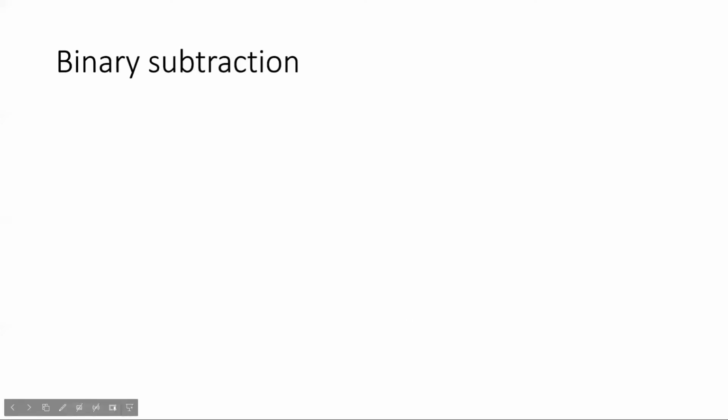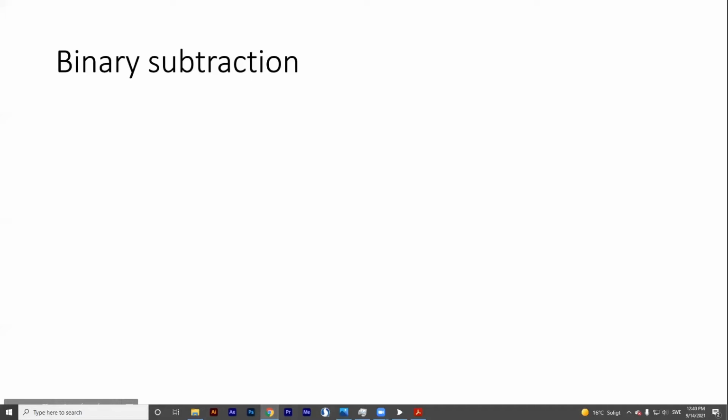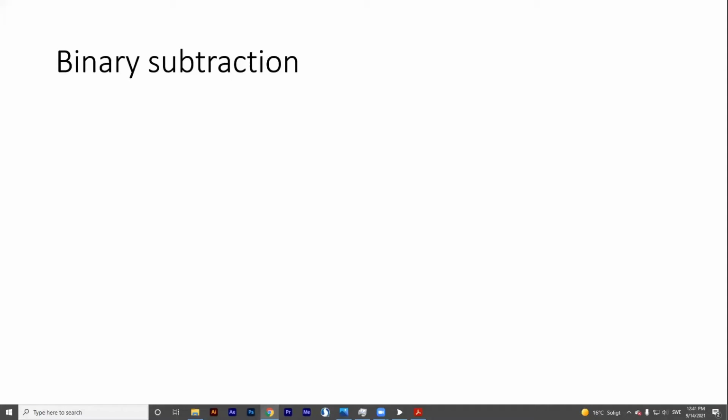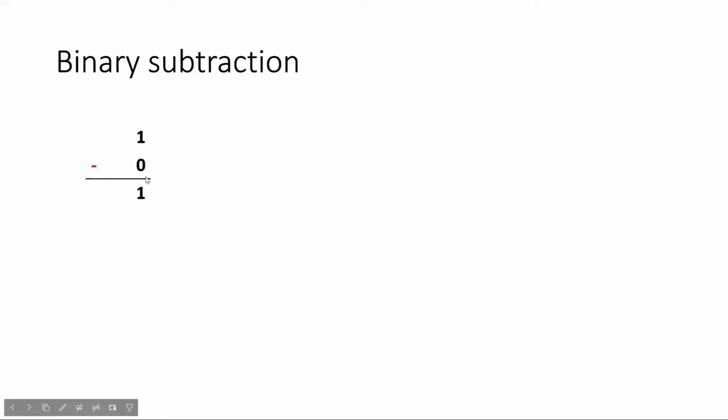So now let's see how binary subtraction is performed. Again, we need to first see some basic cases. So 0 minus 0 is 0. It is easy. But 1 minus 0 is 1. 1 minus 1 is 0.